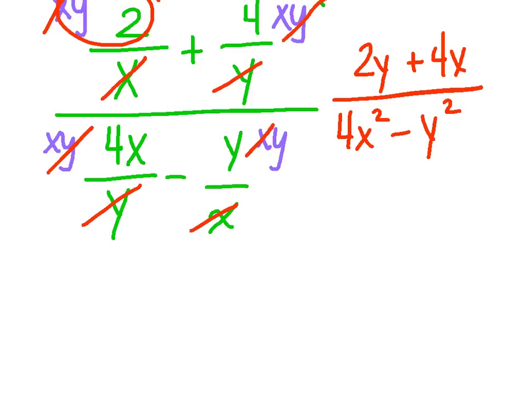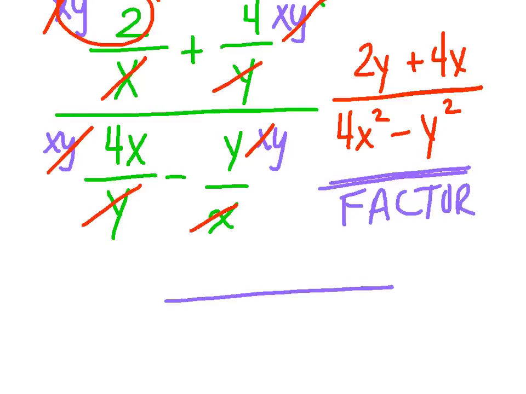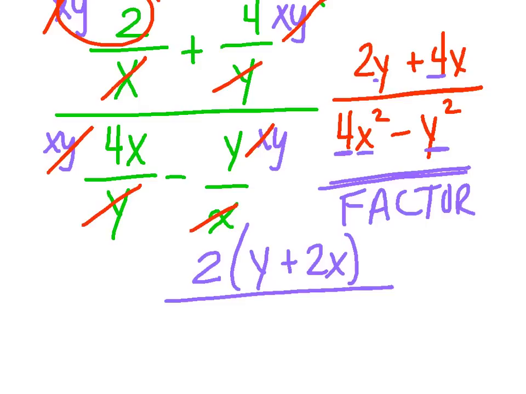Now, remember, this is not my final answer because I have to factor. So let's check out the top. It looks to me like GCF of 2, and I'm left with y plus 2x. And on the bottom, perfect square, perfect square, perfect square. So I'm going to say that's 2x plus y and 2x minus y.